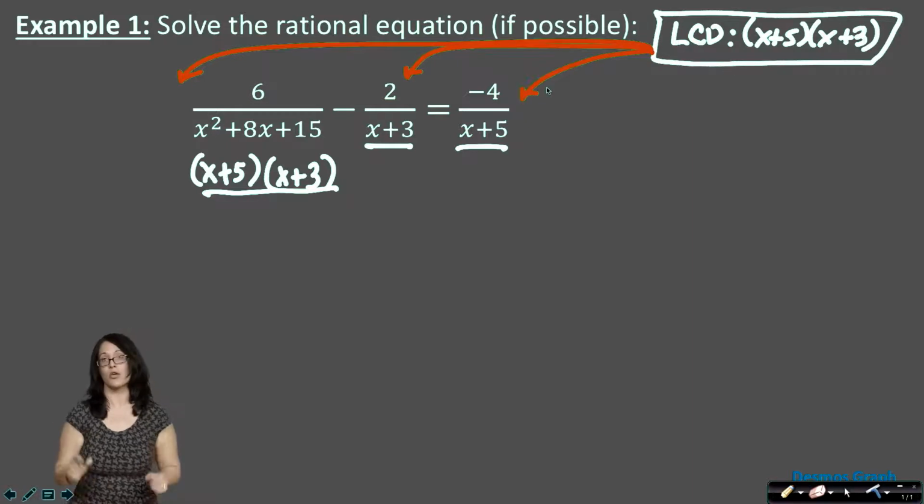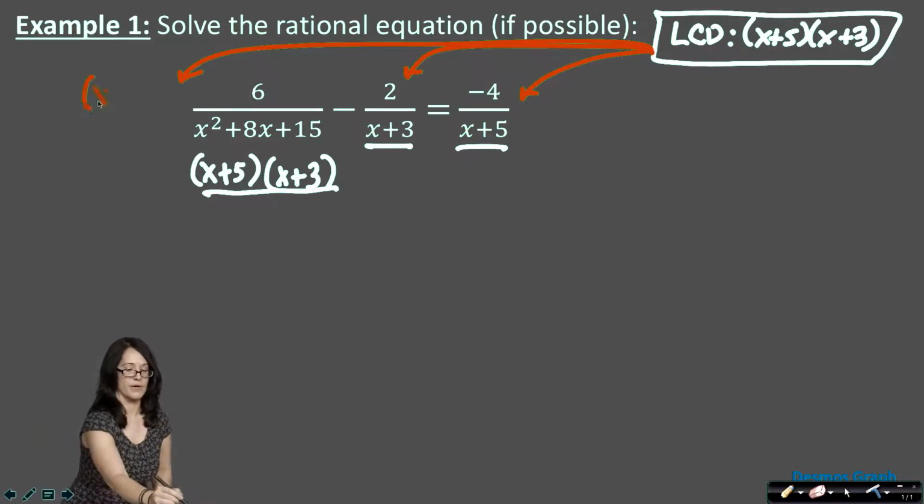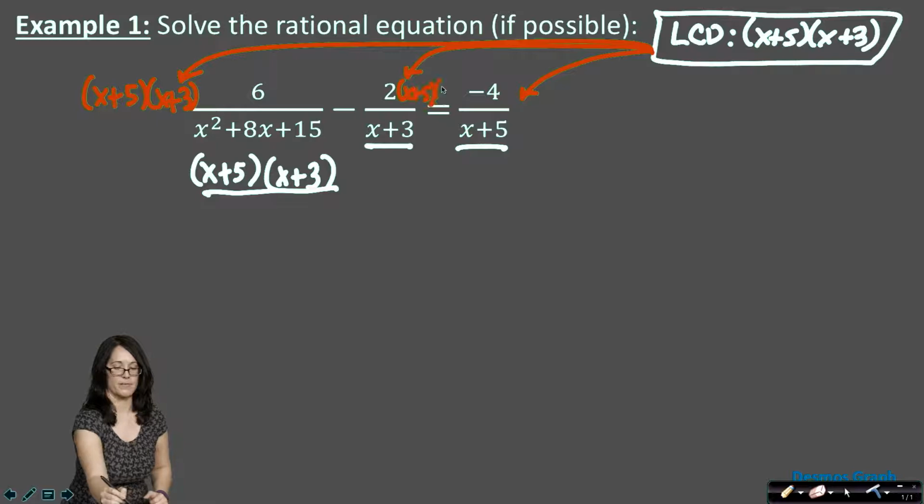Let's do it. When you multiplied the first expression by the LCD, what happens? Feel free to write it out, but what will ultimately happen? I'll write it out for us this time. X plus 5 times x plus 3, again, x plus 5 times x plus 3.